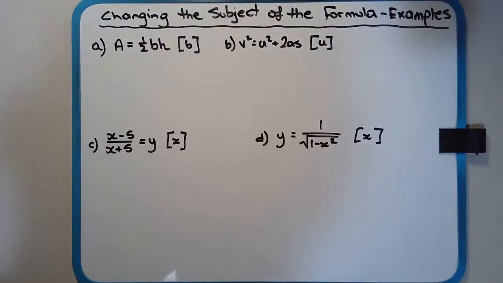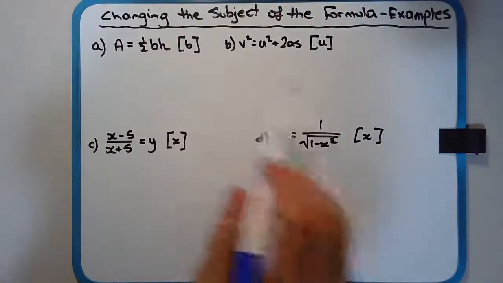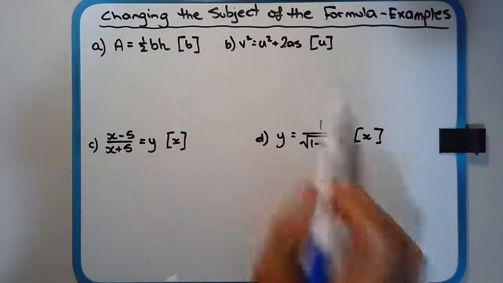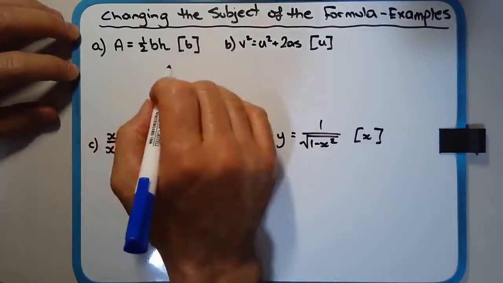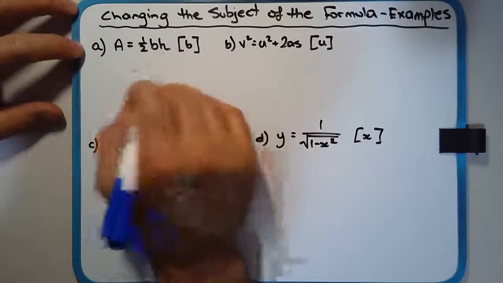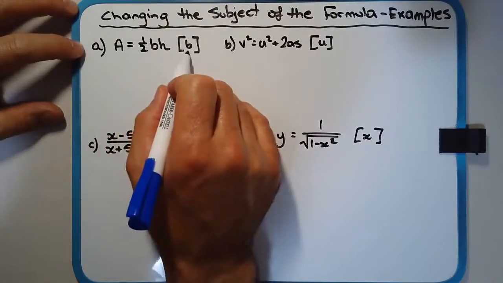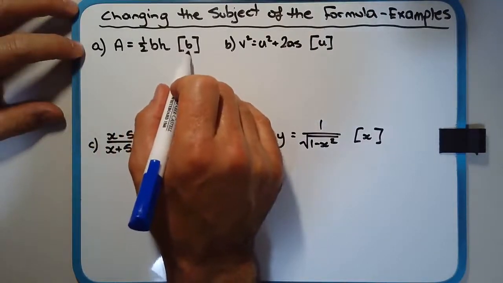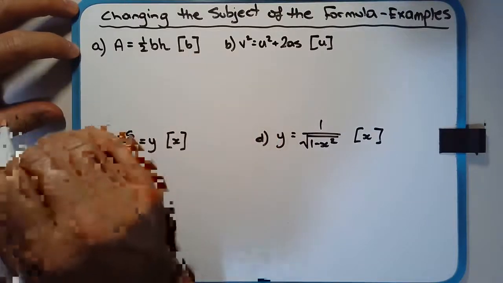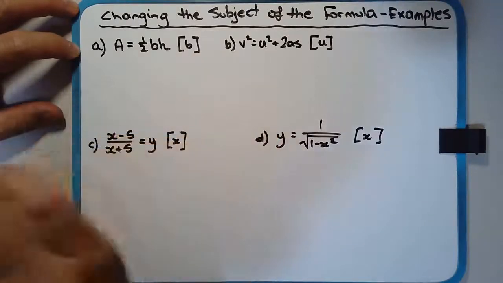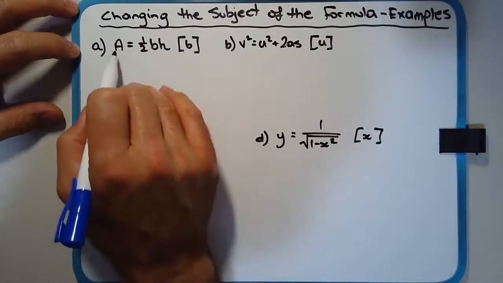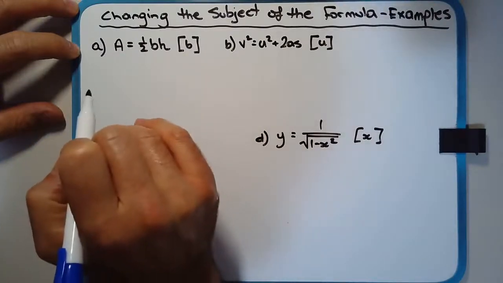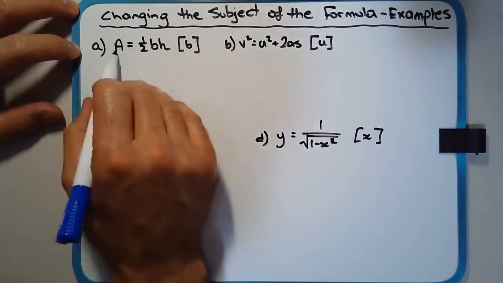We're going to change the subject of these four formulas to the pronumeral that's shown in the square brackets. So let's start with the first one. We're going to rearrange these formulas to make the pronumeral selected the new subject of the formula. Recall that the subject of a formula is the pronumeral that's on its own on the left-hand side of an equation.